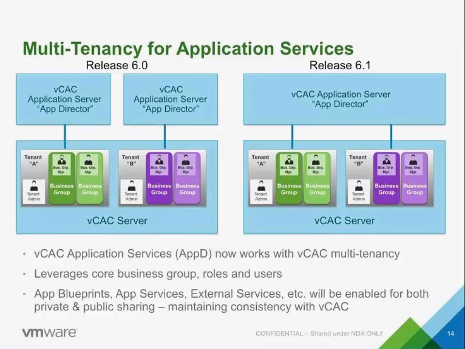Application server, which used to be called App Director, has changed in version 6.1. Before, in 6.0, as you can see over here to the left, you would have to have a separate App Director for each tenant. So you'd need one for this business group to control their application deployments, things like app services and the things I mentioned before, like anything as a service type of orchestration. And you need another one for tenant B.